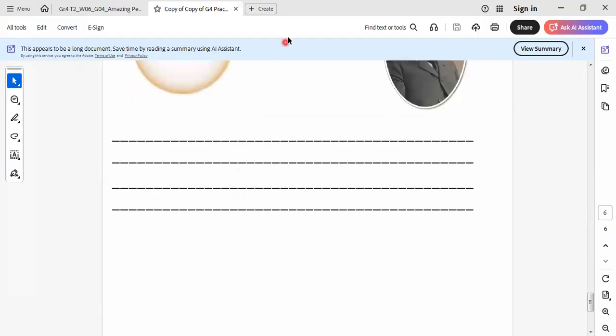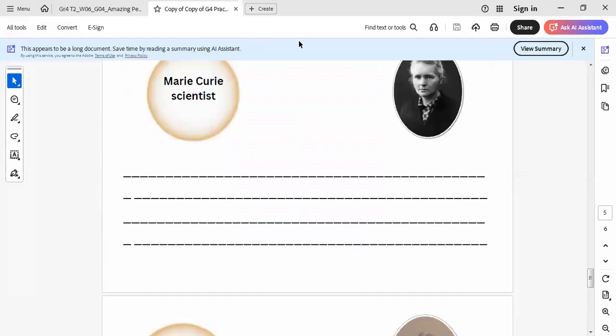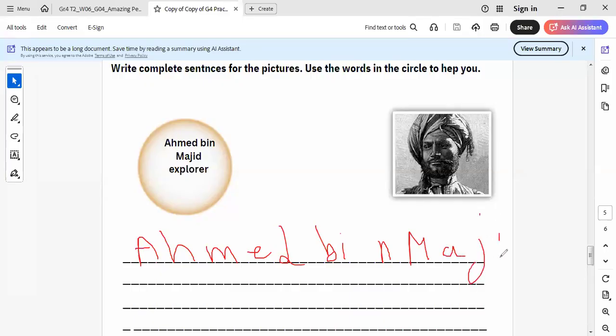Okay, this is the sentence for everyone. So I would like to write it for you. Here I talk about Ahmad ibn Majid. I write two sentences only, not more than two. Okay, Ahmad ibn Majid. He's an explorer.